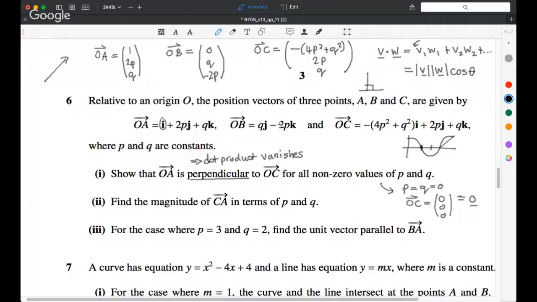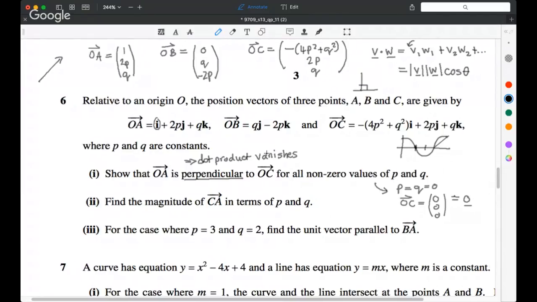So that's now fairly mechanical for you. Use the formula to calculate the dot product and show that it equals 0 for any P and Q. So the next thing is to find the magnitude of this vector, CA. Now this is not one of the vectors we've been given.